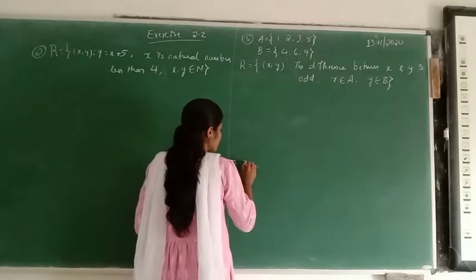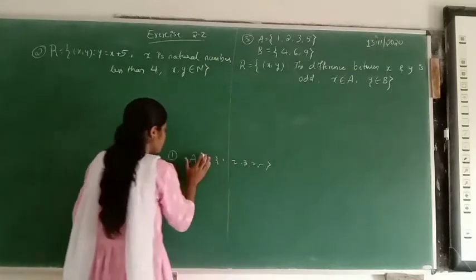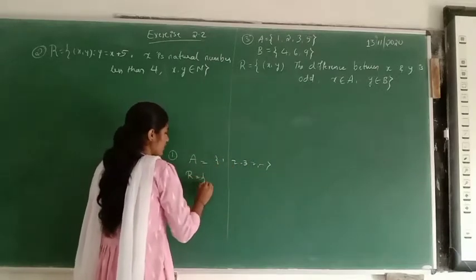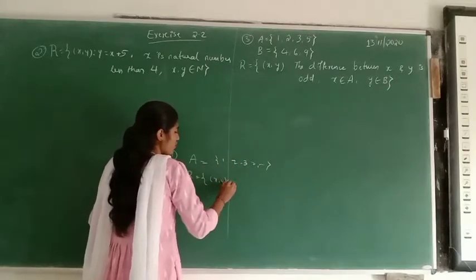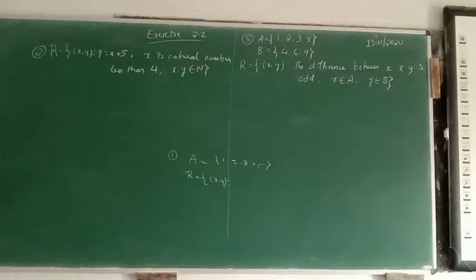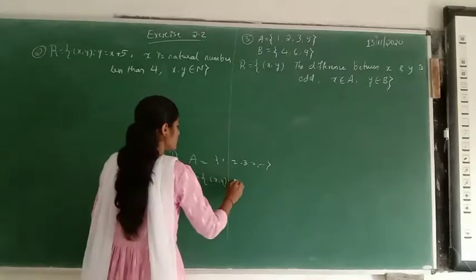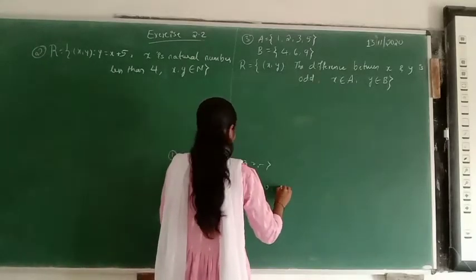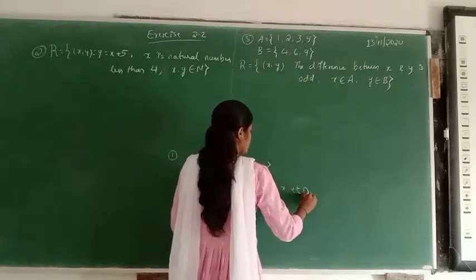Then they have given one relation defined: the ordered pair of x comma y such that 3x minus y is equal to 0, for all x comma y belongs to set A.